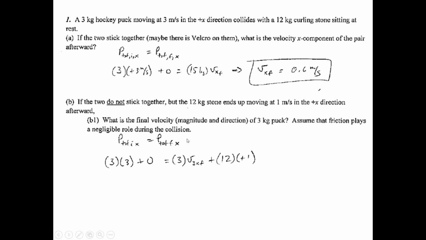And same process as before. Initially, nothing changes. We have the same initial x momentum for the puck and for the stone, but now the final state changes. We know the 12 kilogram stone ends up moving with a velocity x component of 1 meter per second, plus 1. It's going along the plus x direction. And the 3 kilogram puck is moving with an unknown final velocity x component. So I call that V3x final to remind me that it goes with the 3 kilogram puck. And I can just solve for that in this equation, and we get V3x final is minus 1 meter per second.